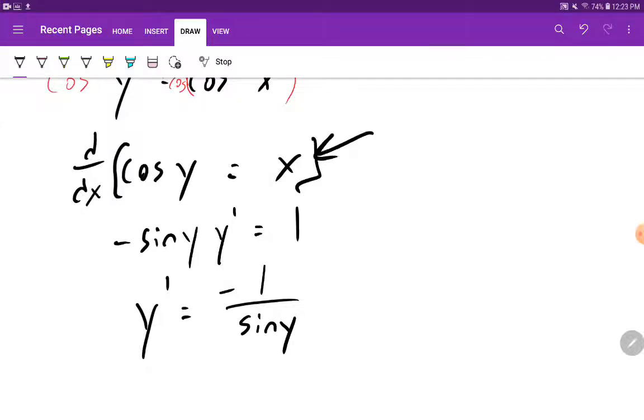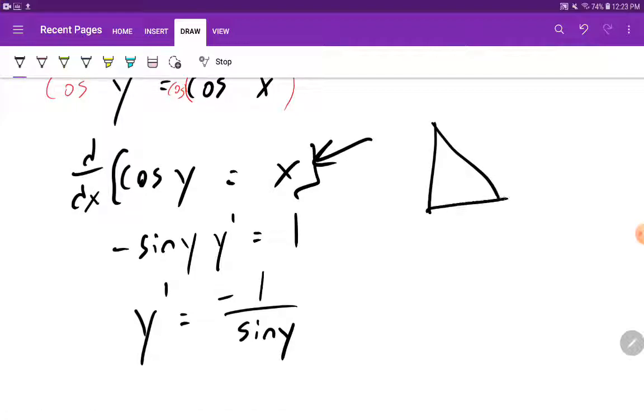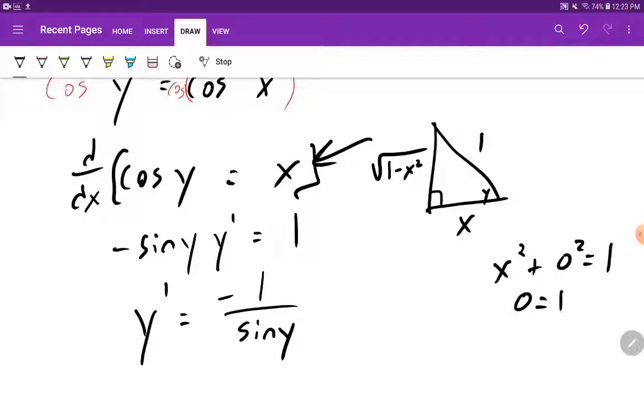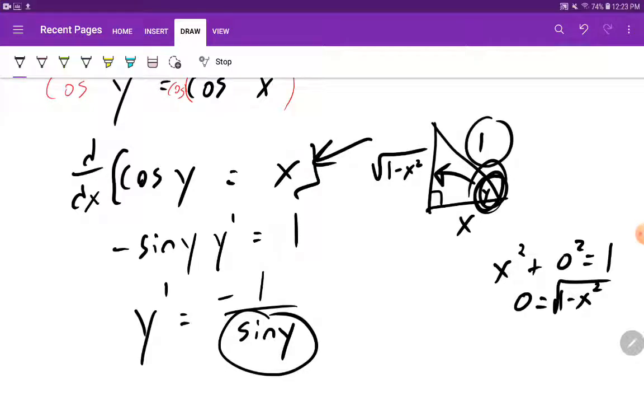And using this definition, we are going to create the triangle just like we did in class. I'm going to call this angle y, and it's going to be opposite over... Oh, wait, no, it's cosine. Cosine is adjacent over hypotenuse, right? So that means this one's going to be the square root of 1 minus x squared, because of the Pythagorean theorem: x squared plus opposite squared is equal to 1. Then you get opposite is the square root of 1 minus x squared, okay? And now we just put it together. Sine of y, this y right here, is opposite over hypotenuse. So it's this right here.